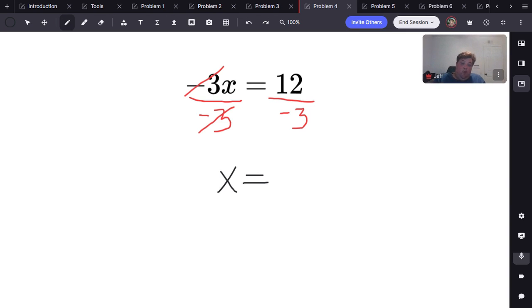And now you just do 12 divided by -3. Right? 3 goes into 12 4 times. But since we're dividing by a negative, right, positive divided by negative, the answer is going to come out negative. So we know it's going to be -4.